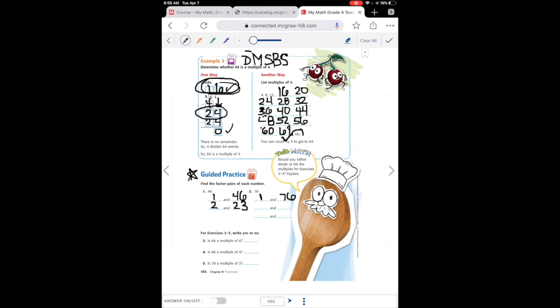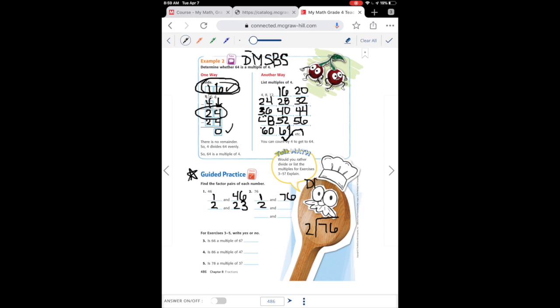Now we need to think about another one. The number ends in an even number, so it's divisible by 2. So 2 and what number equals 76? Let's do some division. Okay, if we don't know, we can always divide.